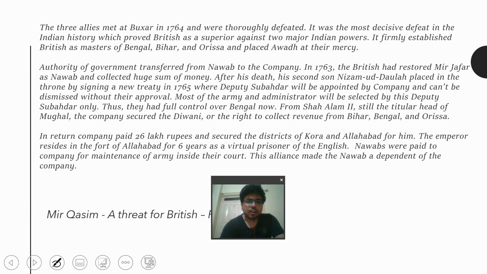So the authority of government transferred from the Nawab to the company in 1763. The British had restored Mir Jafar as Nawab and collected a huge sum of money. After his death, his second son Nizam-ud-Daula was placed on the throne by signing a new treaty in 1765, where the Deputy Subahdar would be appointed by the company and could not be dismissed without their approval. Now see how the British is going to control the government.